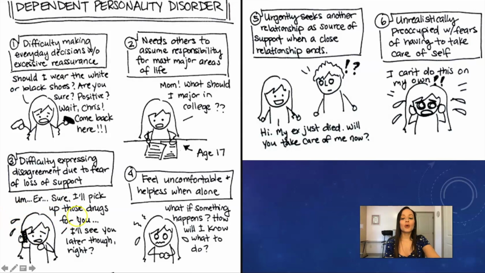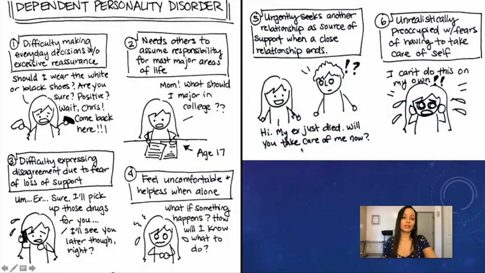So you don't want to be in a relationship where people are like, oh, you'll do anything for me, right? You'll be a drug mule for me, right? Or you'll do this. Like, no, do not. That's not the situation you want to find yourself in. And then they feel uncomfortable and helpless when alone. What if something happens? How will I know what to do? And they urgently seek another relationship as a source of support when a close relationship ends. Hi, my ex just died. Will you take care of me now?